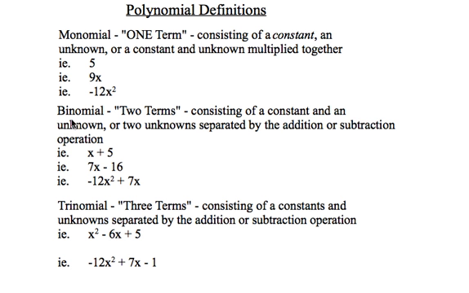Monomials are one term, binomials have two terms, and trinomials have three terms. We'll be spending most of our time today with two terms.